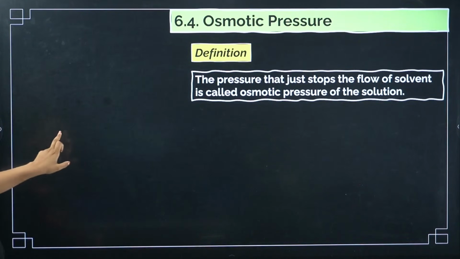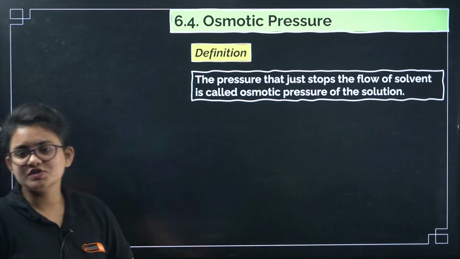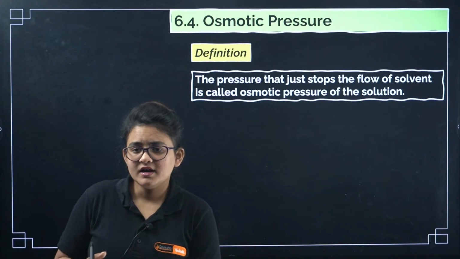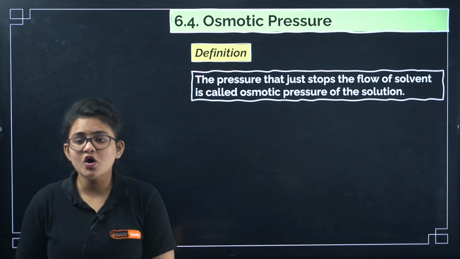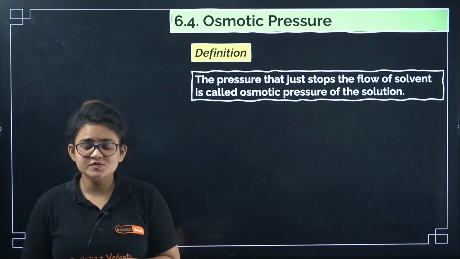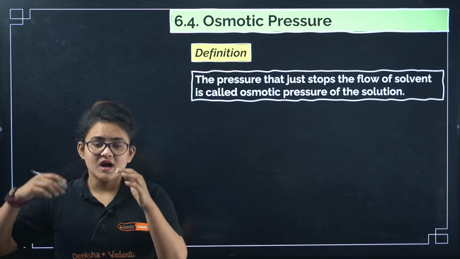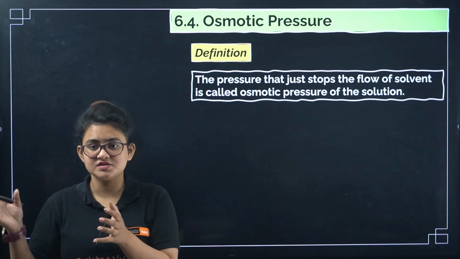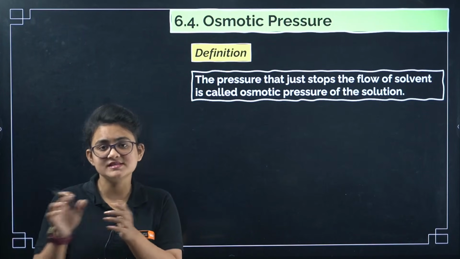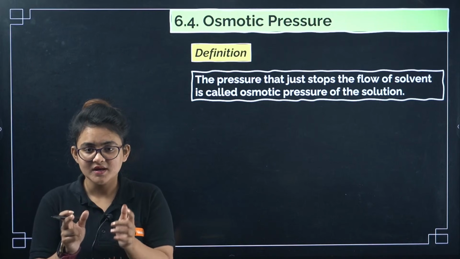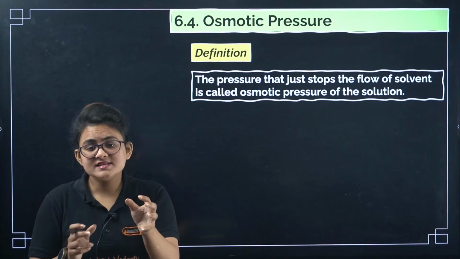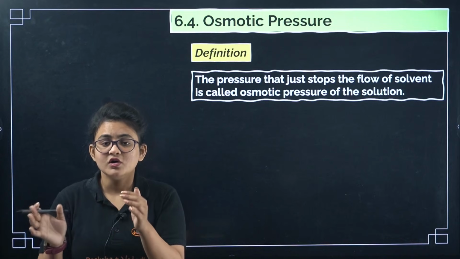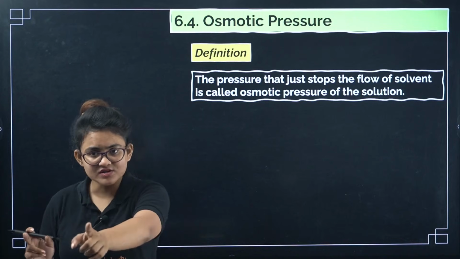Proceed. Here comes the osmotic pressure. So osmotic pressure is what? Osmotic pressure is what stops the flow of the solvent. So in osmosis, what basically happens is, from the lower concentration zone to the higher concentration zone, the solvent molecule passes through a semi-permeable membrane. That's it. That is osmosis.